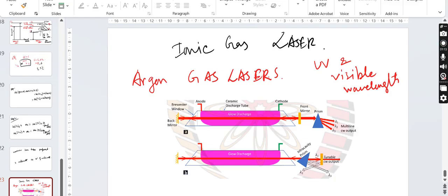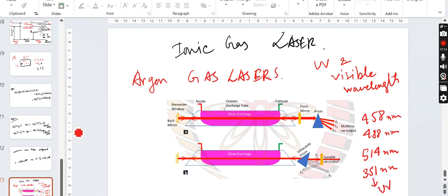So the most popular wavelengths here are 458 nanometer, 488 nanometer, 514 nanometer, and 351 nanometer. This is in the UV range. This is blue light, this is green light, and this is bluish green light.